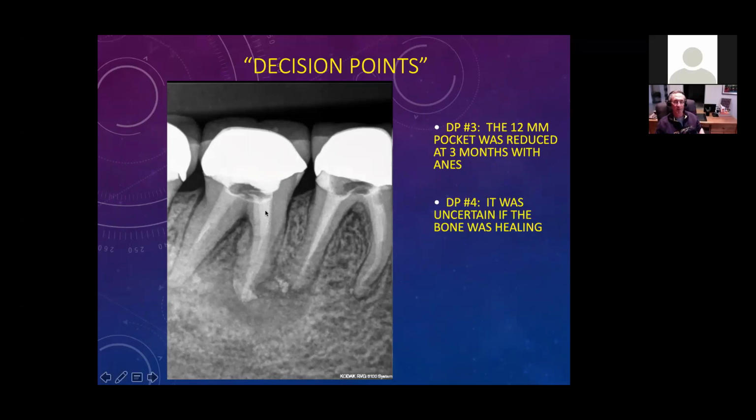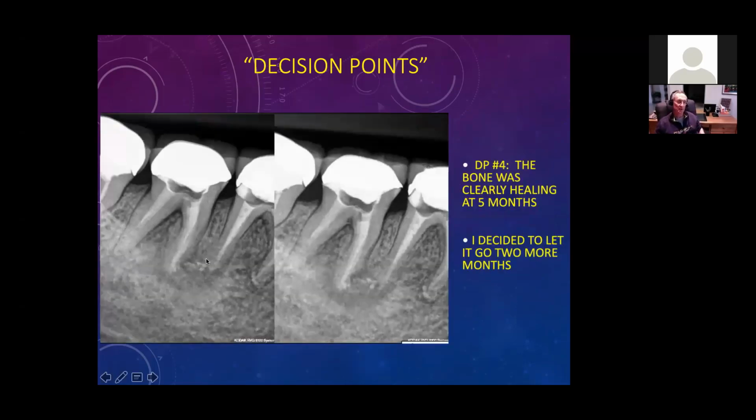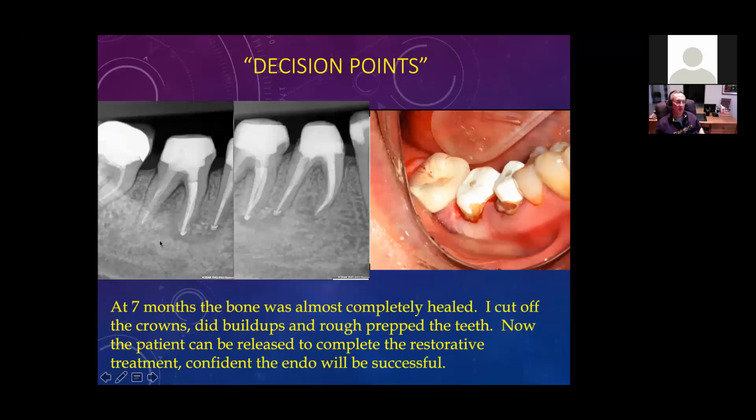It was like 3 millimeters on the mesial root, even under anesthesia. And maybe there's some evidence of healing. I wasn't really sure. So I changed out the calcium hydroxide again, and in 5 months, clearly this is healing, okay? So everything has kind of gone our way, and normally I would have just finished the treatment at this point, but I kind of thought I might be showing this case when I lecture, truthfully. And so I changed out the calcium hydroxide 1 more time, and at 7 months, it was almost completely healed.